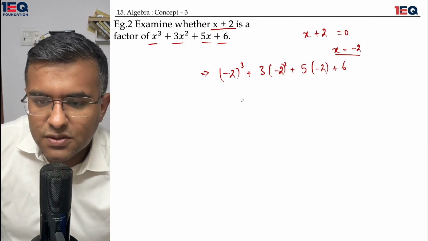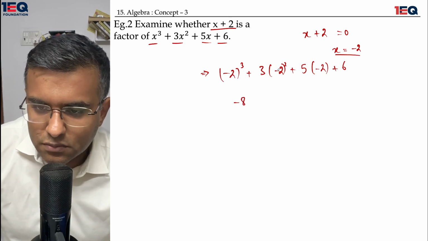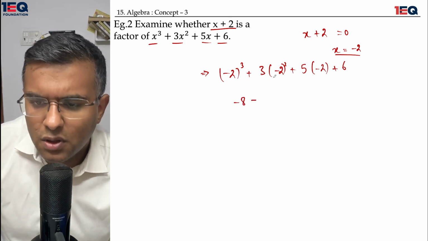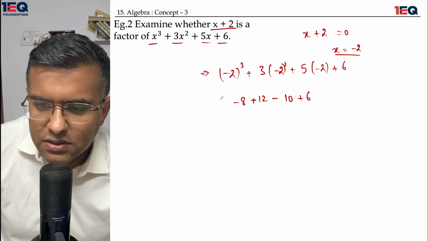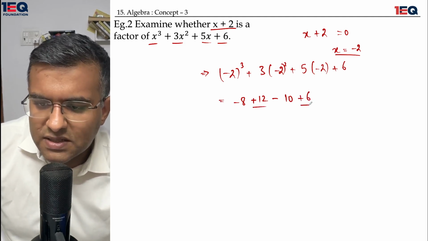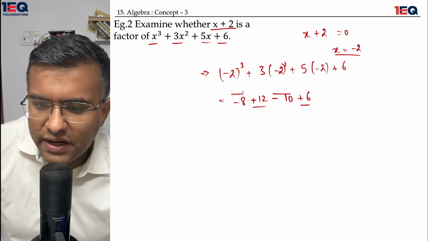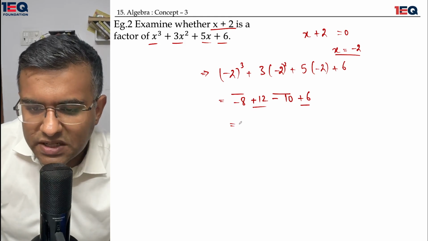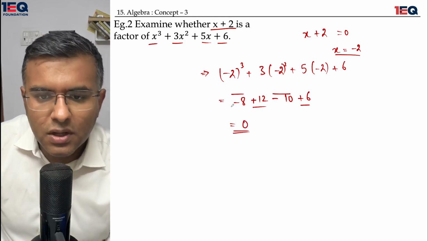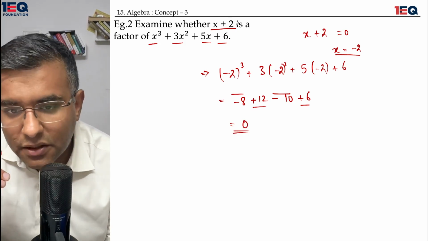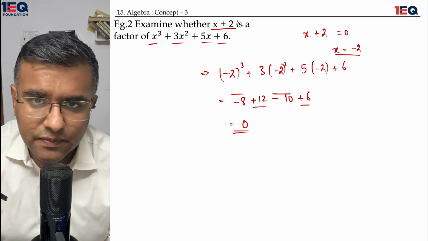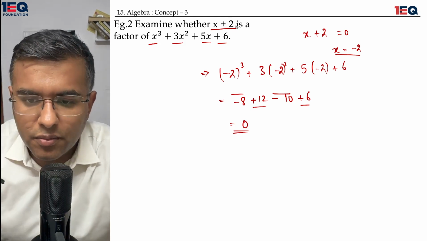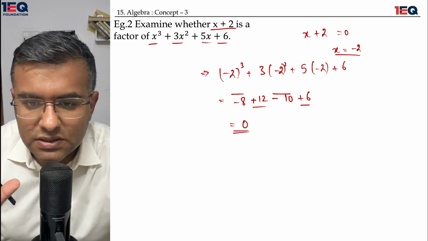So minus 2 raised to the power 3 becomes minus 8. Minus 2 square becomes 4. 4 into 3 is 12. And this becomes minus 10. This becomes 6. So 12 plus 6 is 18 and 10 plus 8 is 18. Both of them are opposite in signs and the final output is 0. So yes, x plus 2 is a factor of x cube plus 3x square plus 5x plus 6. All right, pretty much sorted. Everything is in place. I'll move on.